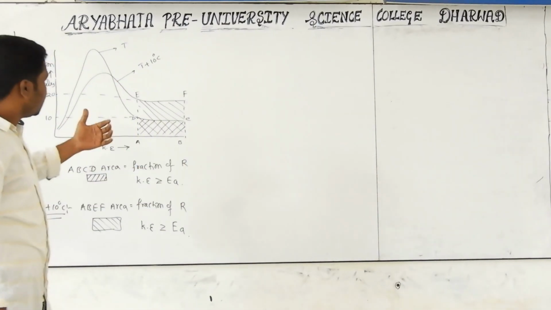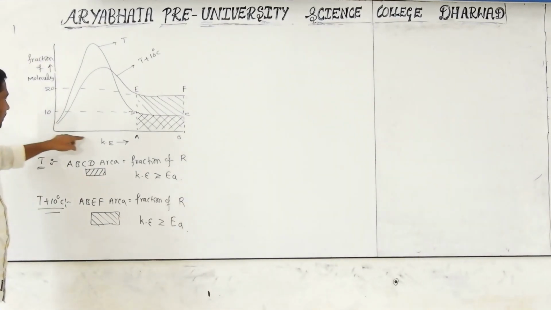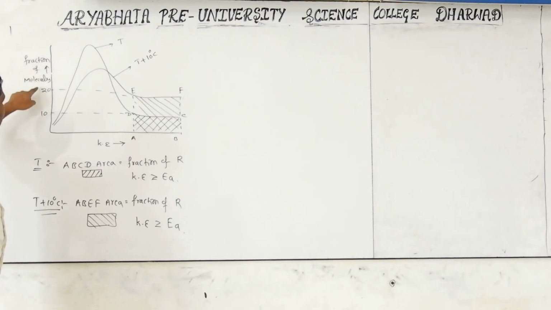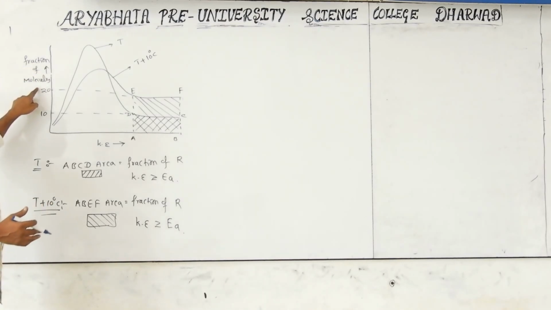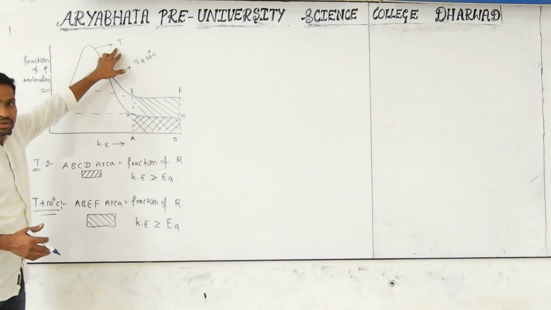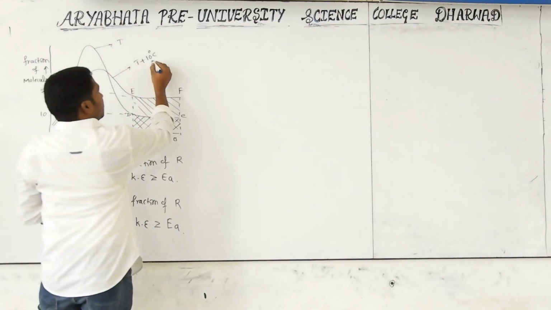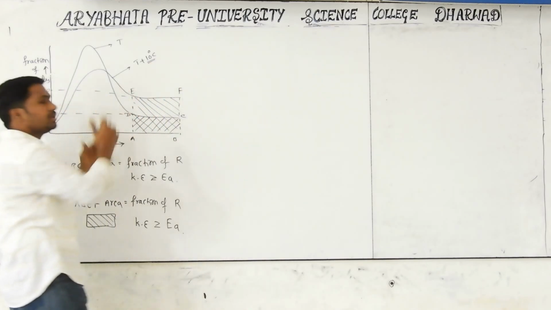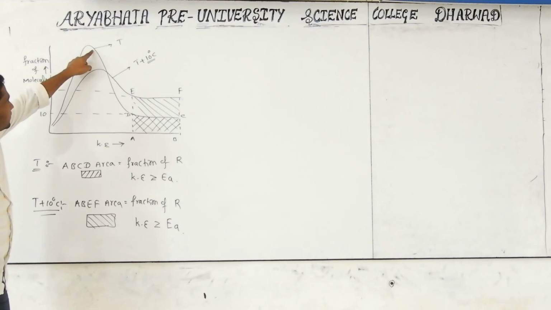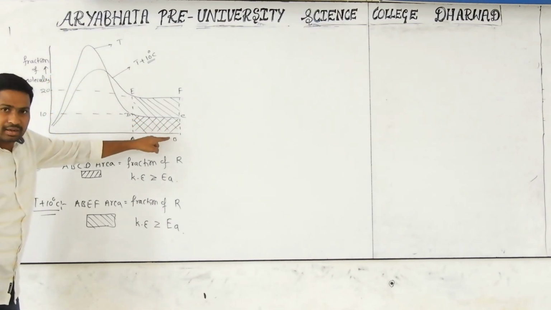We will continue with the graph from the previous class. We were drawing the graph between kinetic energy of reactant and fraction of reacting molecules. We studied the same reaction at temperature T and at T plus 10 degrees Celsius. So the total concept is based on the difference of 10 degrees Celsius. At temperature T, ABCD is the area.